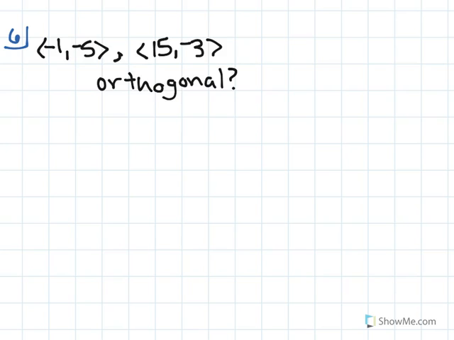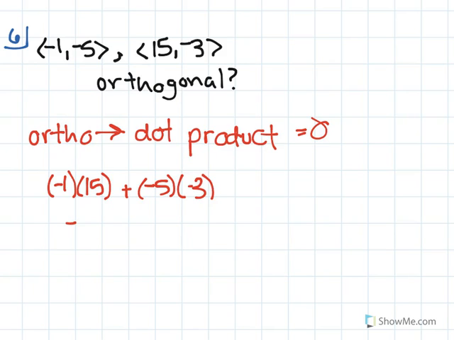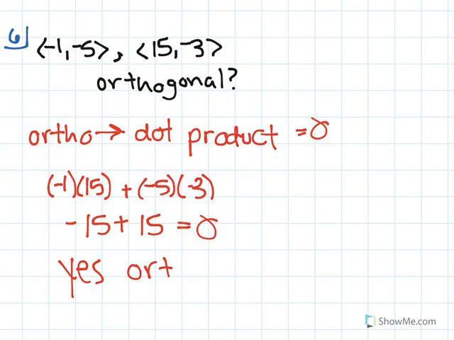In this problem, we're given two vectors and we're asked to figure out whether or not they're orthogonal. So two vectors are orthogonal if their dot product is equal to 0. So what we're going to do is find our dot product, and we need to see if it equals 0. So the dot product of these two would be -1 times 15 plus -5 times -3. So that's going to give us -15 plus 15, which equals 0. So yes, these two vectors are orthogonal.